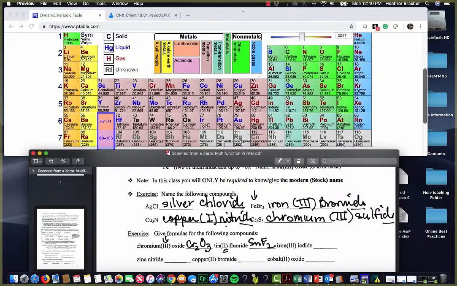So let's go to iron(III) iodide. So iron is here, and it says iron 3. So then we know it looks like this. Iodine here, which is -1. So then essentially, for them to be balanced, we would need 3 of these. So you could put iron, 3 iodide.